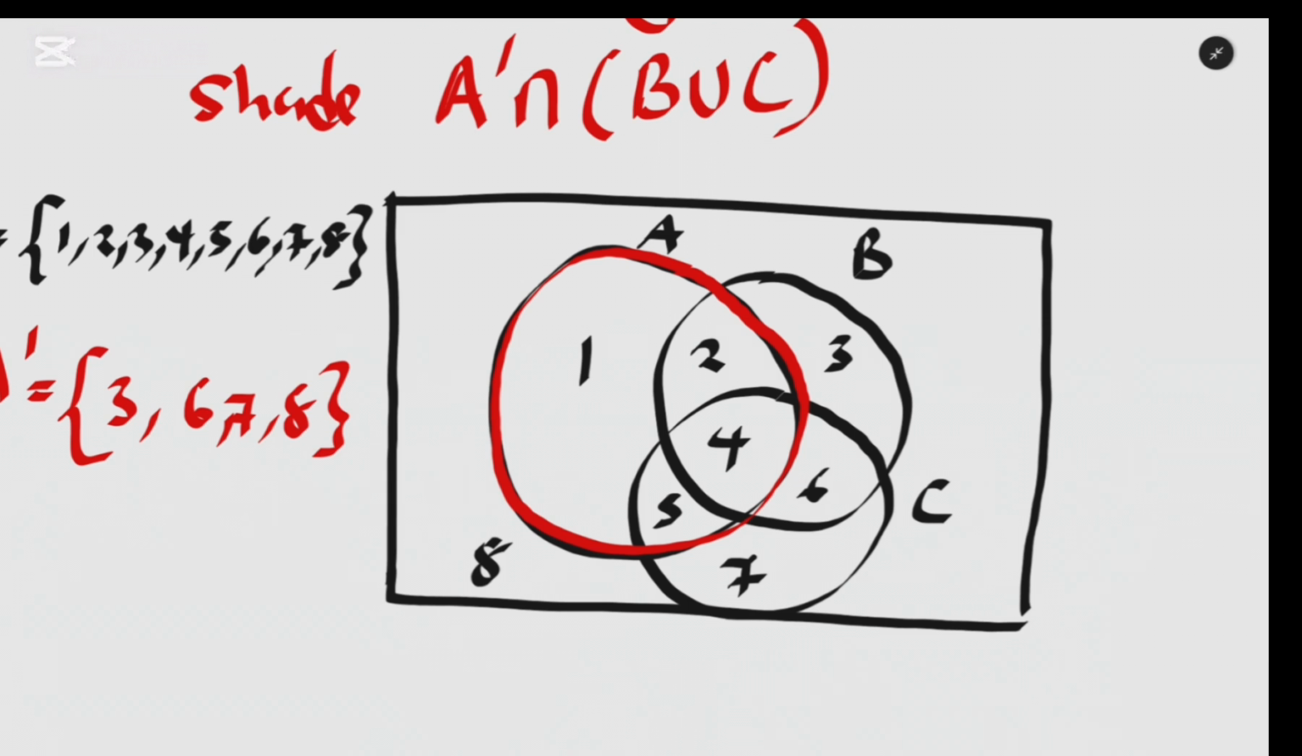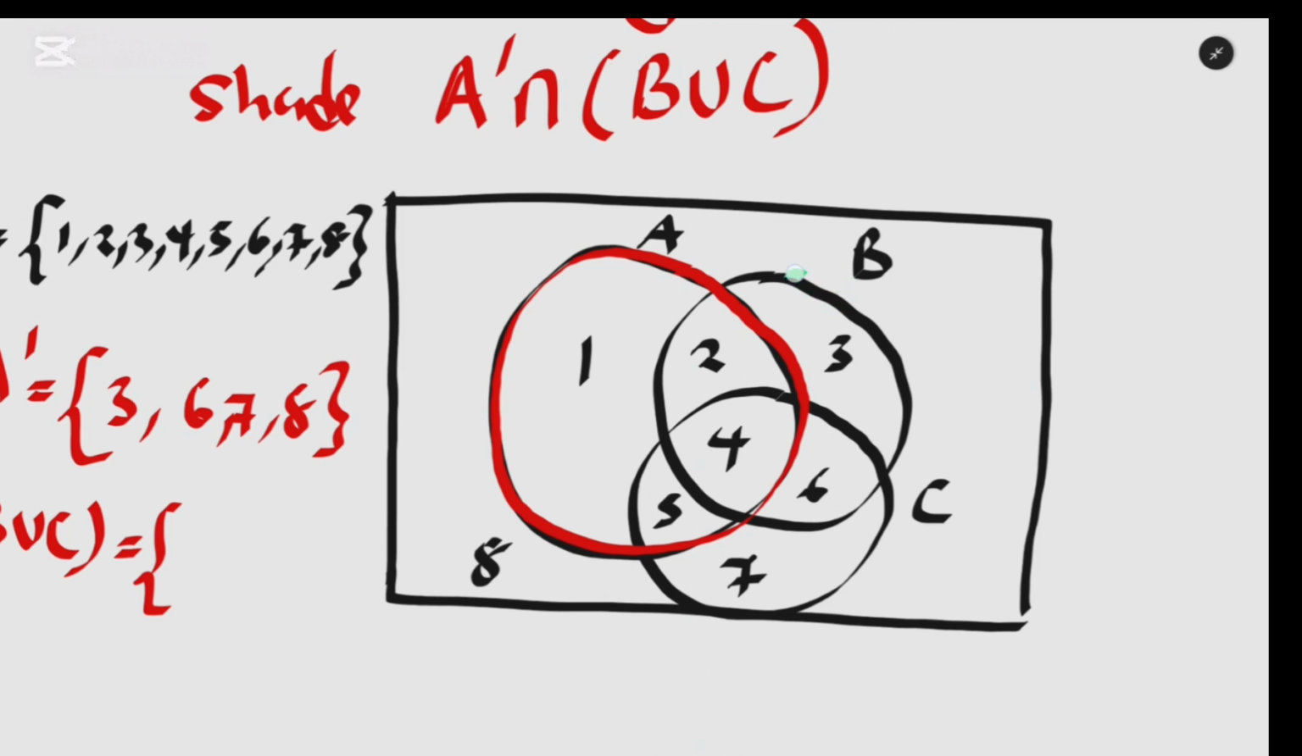Remember the complement of a set excludes that set, but includes everything else in the universal set. So that is A complement. Then you are going to list B union C. Now B union C, you are just going to join everything in B and C. You are going to list everything in B and C.